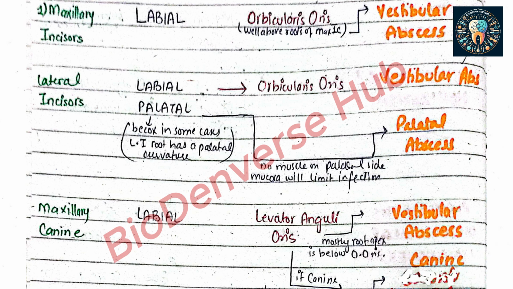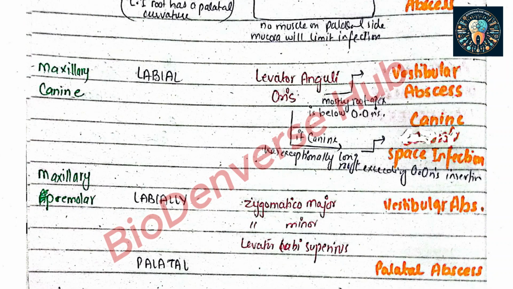And if the root has a palatal divergence, it will perforate the palatal cortical plate, and as there is no muscle on the palatal side, only mucosa will limit the infection, so it will result in a palatal abscess. In the case of lateral incisors, you have two possibilities: either a vestibular abscess, as a result of the exit point being the labial cortical plate with the infected roots below the attachment of the muscles, or a palatal abscess due to the palatal divergence of the root.